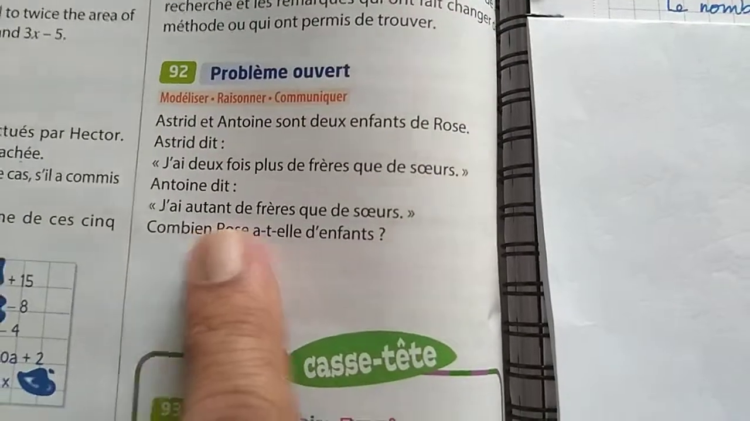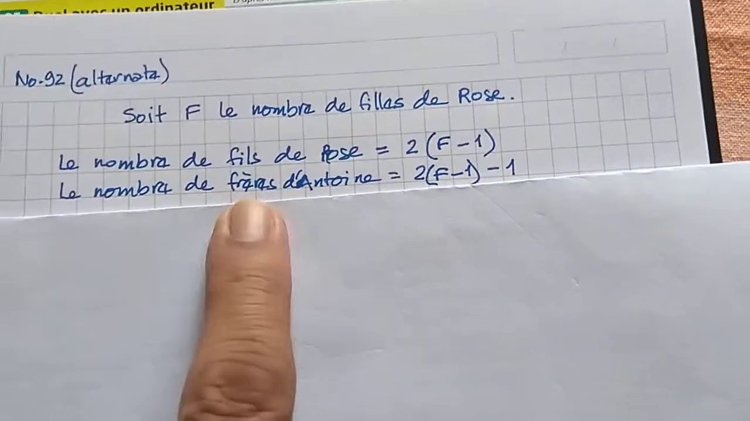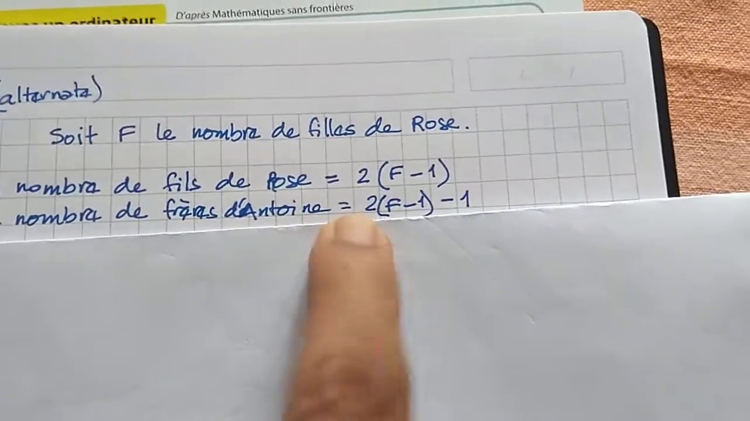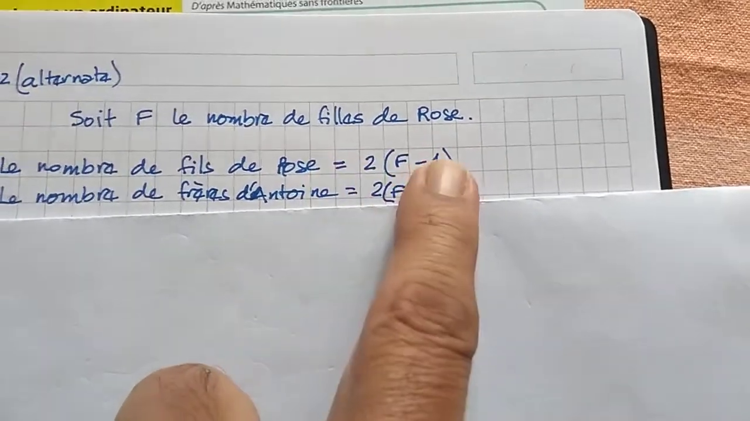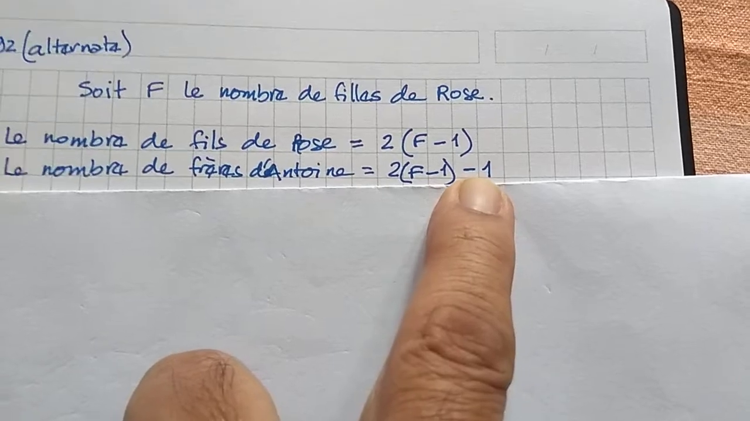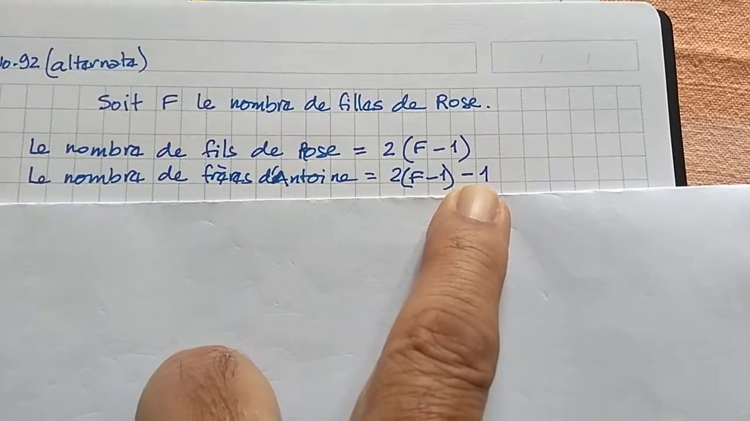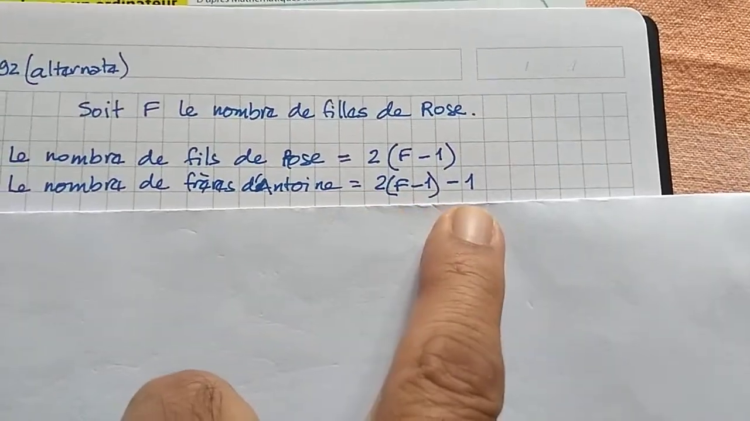And then we go to the next statement, j'ai autant de frères que de sœurs. So here, le nombre de frères d'Antoine is this whole thing. These are the number of boys, number of sons Rose has, and his brothers are going to be minus 1. Minus 1 why? Because he is not his own brother. So the number of brothers is all the number of boys minus 1.